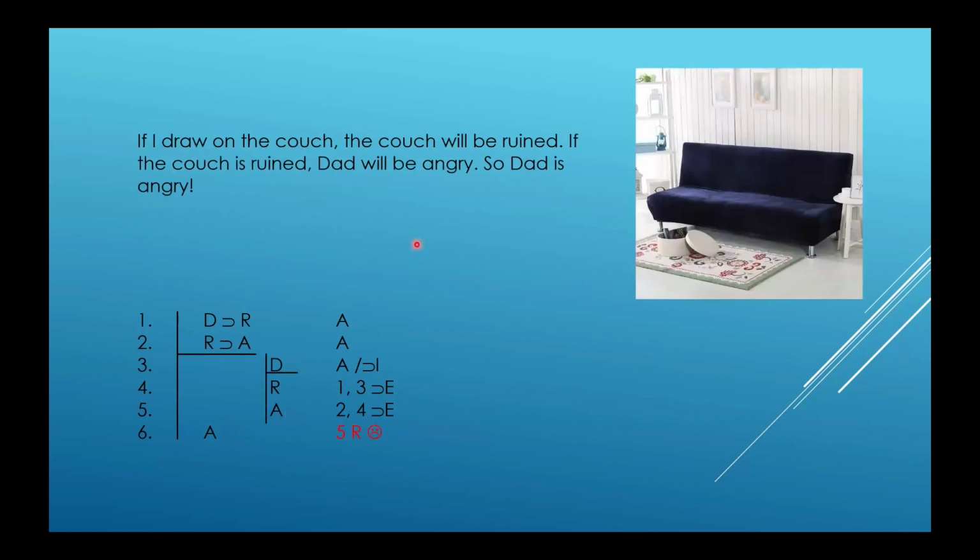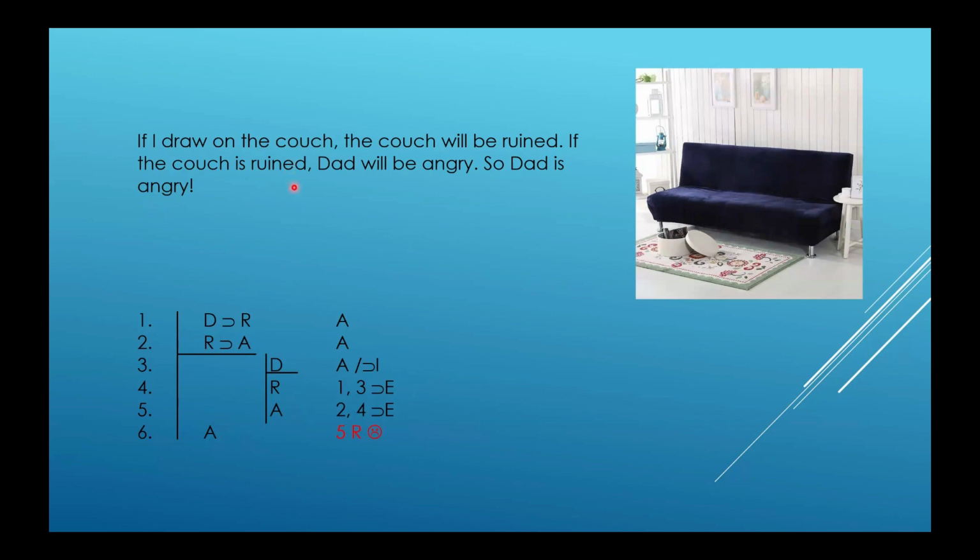For an example of that, look at this. If I draw on the couch, it will be ruined. If the couch is ruined, dad will be angry. So dad is angry, right? The derivation here is you get down to this point and then you apply reiteration and use that to pull this A out of the subderivation. And that you can't do.